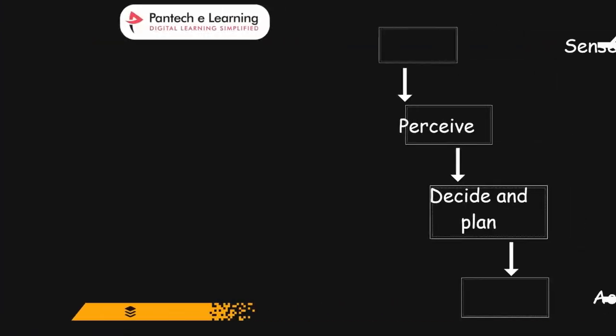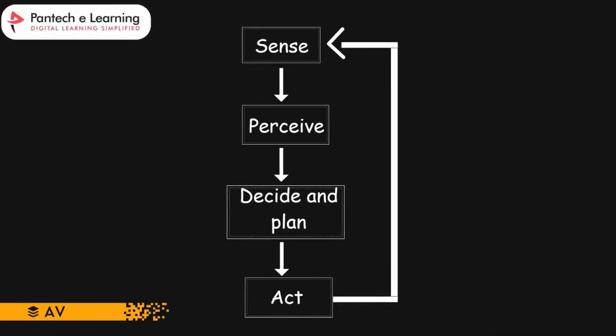So let's talk about the block diagram. First one, sense, and then perceive, design and plan, and at last act. We will see them one by one. So first, what is sense?